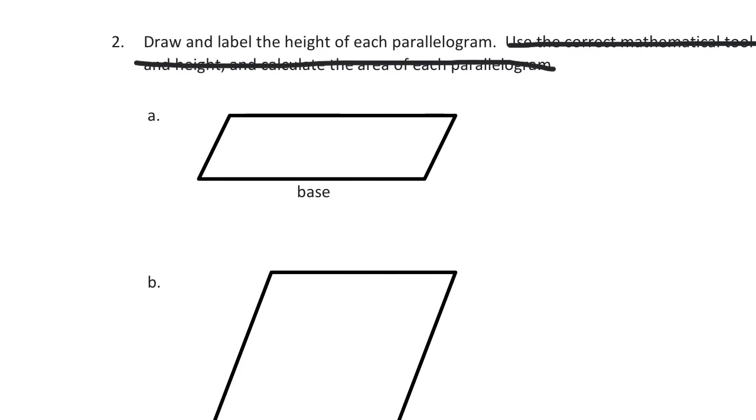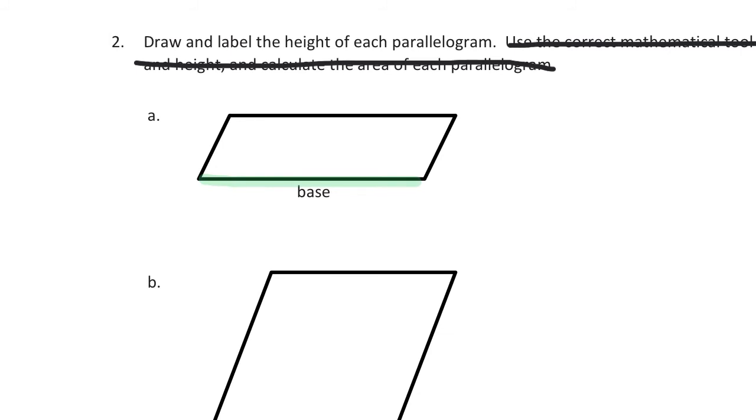All right, on number 2, you'll see that I've crossed out part of the directions. I did that because I know not everybody has a ruler at home in order to do the measurements. But we still can draw and label the height on each parallelogram. So if you look at the first one, they have labeled the base for you. Now your height has to form a right angle to it.